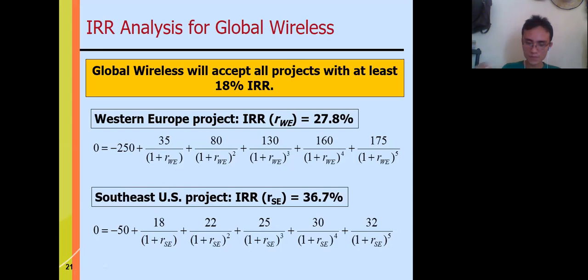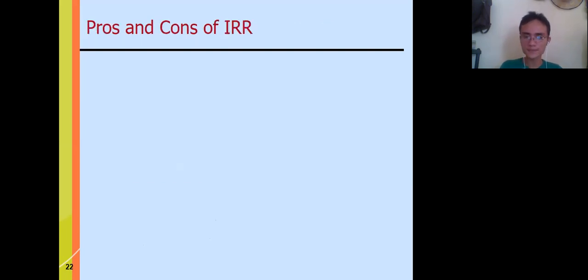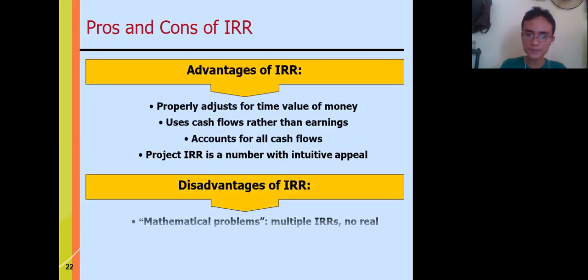Some projects may have higher IRRs or even more favorable payback periods. However, they have lesser investments, therefore lesser risk. This one, Western Europe project, has 27.8% IRR, but the amount of the investment is $250 million. So that's the point here.